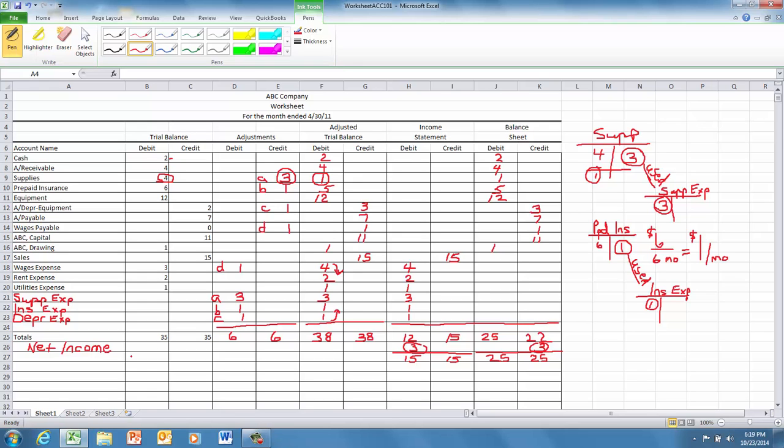I'm going to make an adjusting entry for all of these entries in the adjustment column. I can make my financial statements from the income statement and balance sheet columns, and I can make my closing entries also, all from this worksheet. It's ready to go.